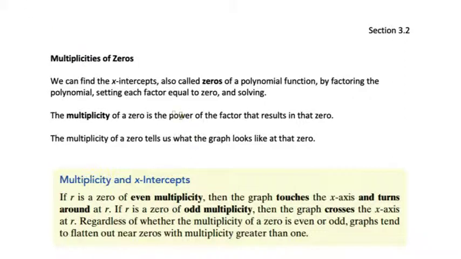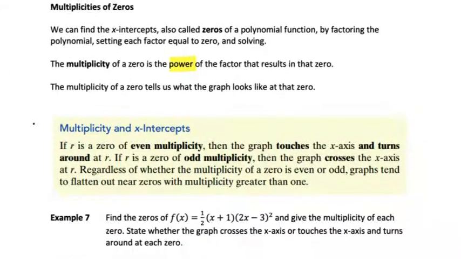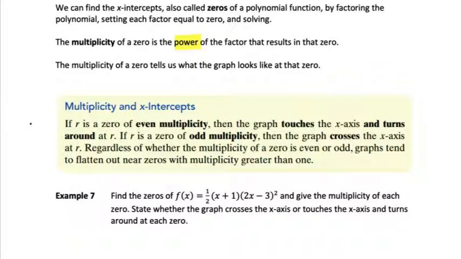The important thing to remember when you're looking for the multiplicity is that it's the power or the exponent on that factor, or on that set of parentheses. And the multiplicity tells us what the graph looks like at that zero. If the multiplicity of a zero is an even number, then the graph touches the x-axis and turns around at that zero. For example, if this is my zero, then the graph might look like this. Touches the x-axis and turns around.